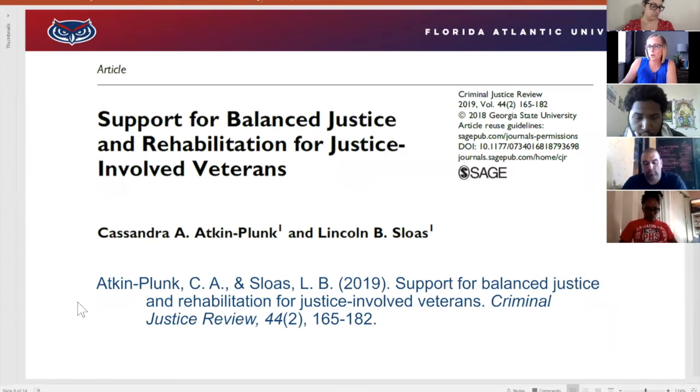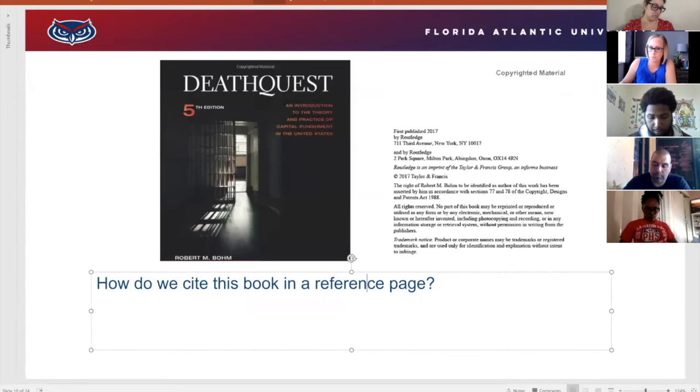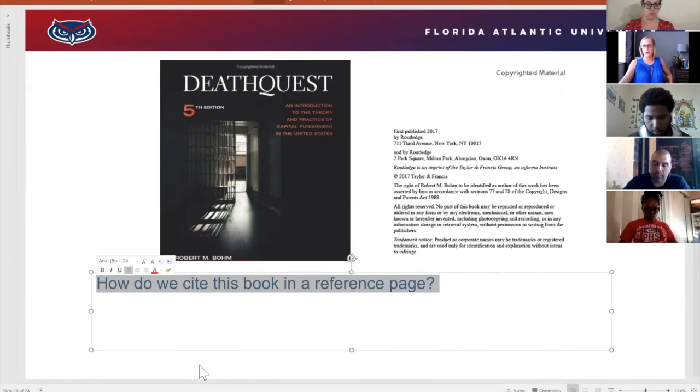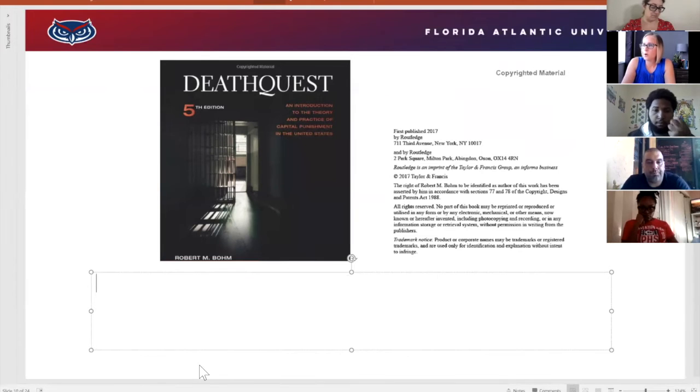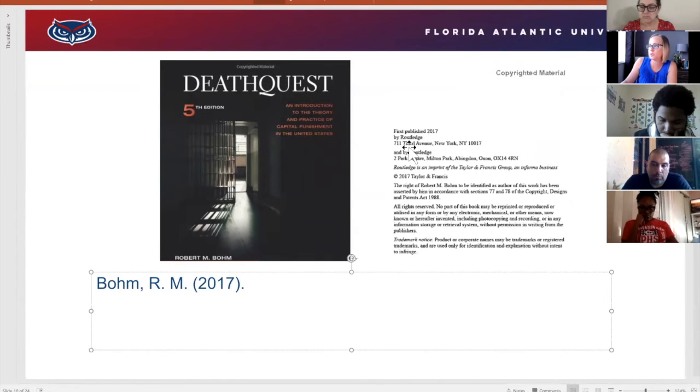Okay, so let's look at a book. This is our textbook that we're using for our class. Okay, so it's Death Quest. All right, so how do we cite a book in APA formatting? So again, you start with the author. This is always the same: the author followed by the date. And we can see the date. This was first published in 2017. And then for a book, you do the title of the book in italics. Now, Death Quest is weird because it's one word, and I would say that you need to capitalize both words.